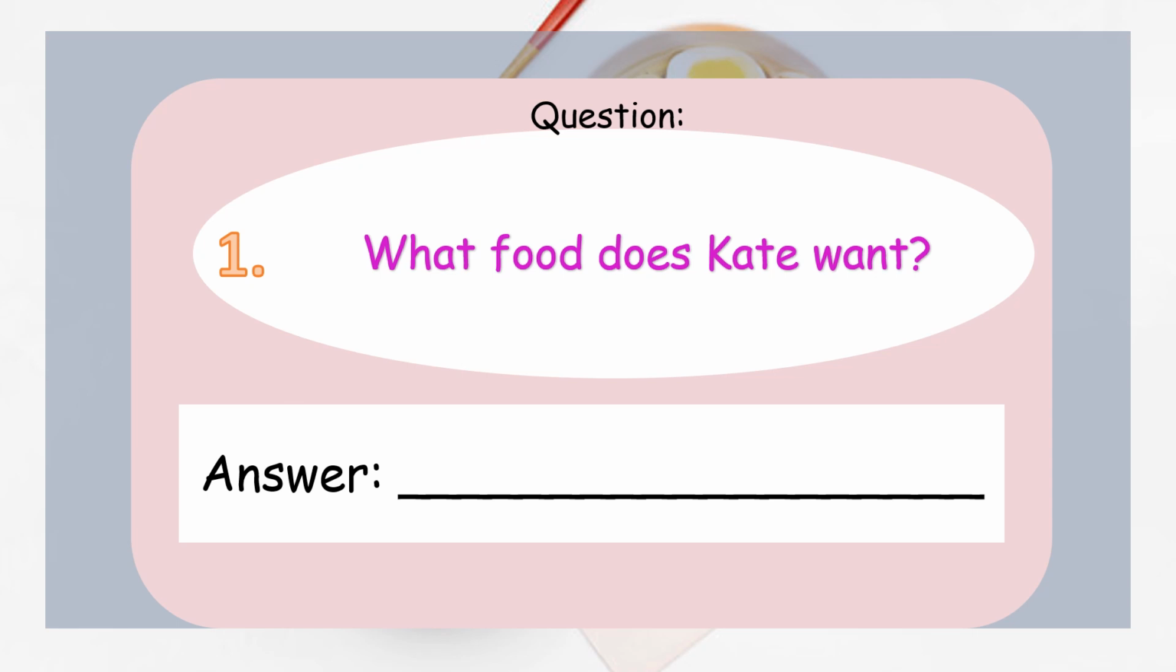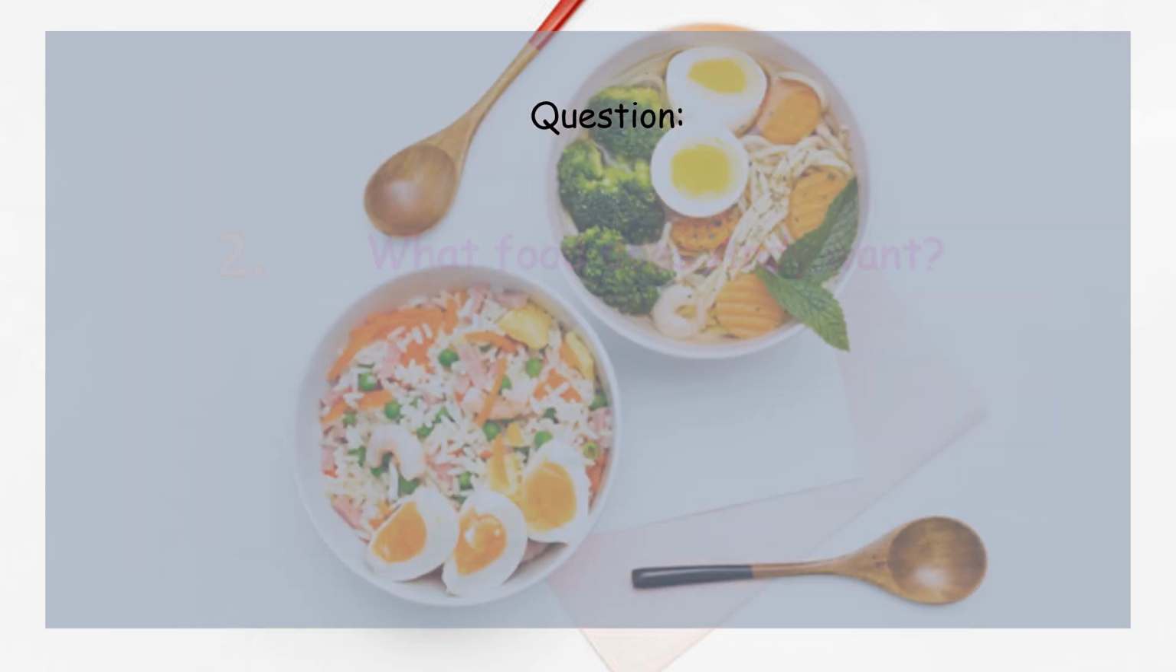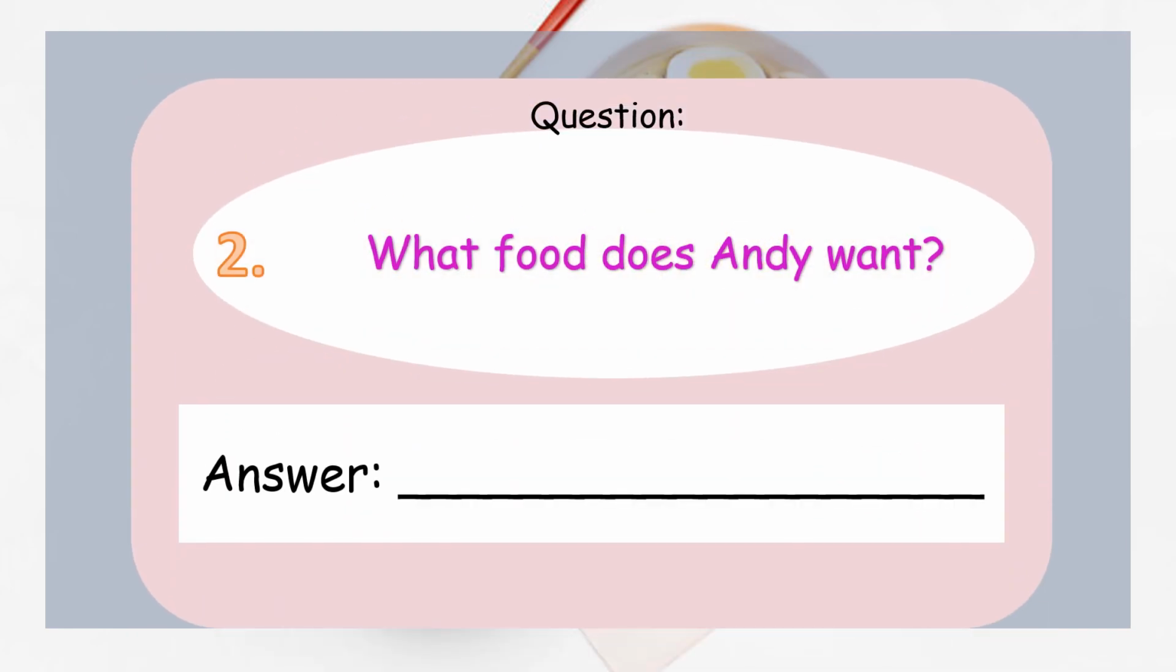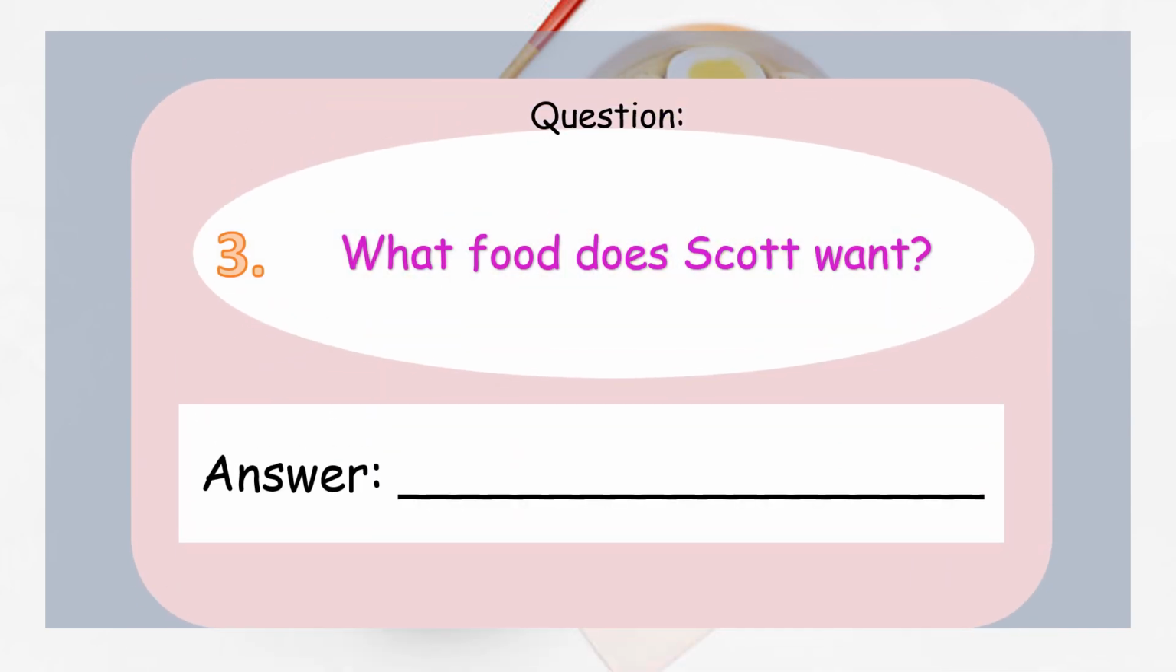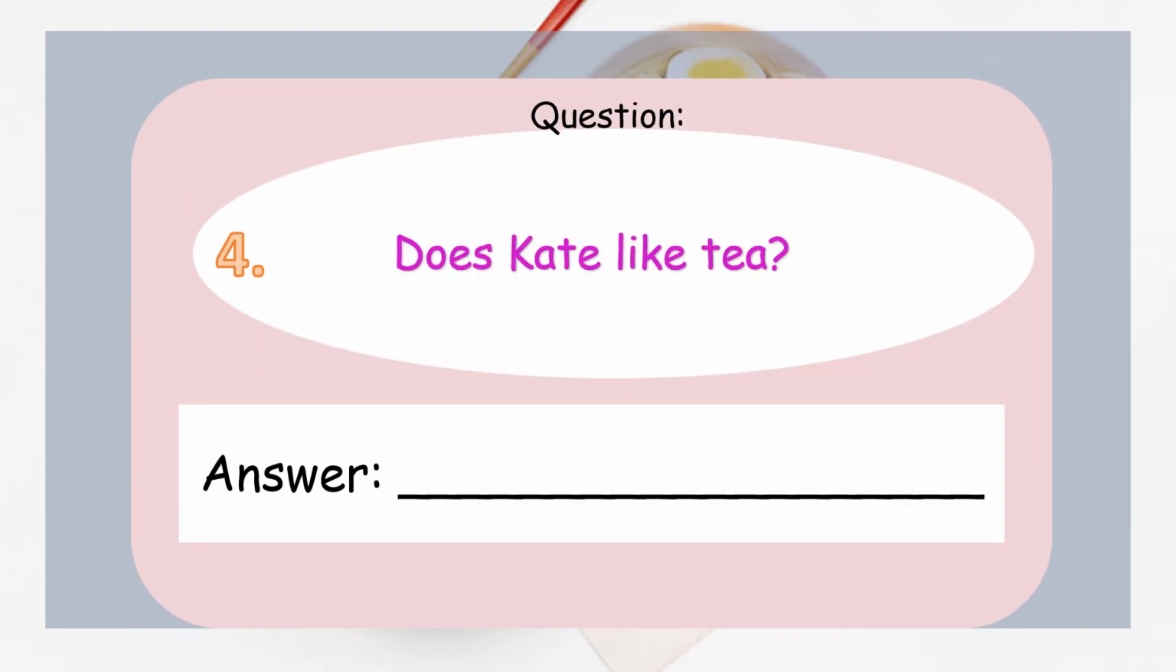Question number one. What food does Kate want? Question number two. What food does Andy want? Question number three. What food does Scott want? Question number four. Does Kate like tea?